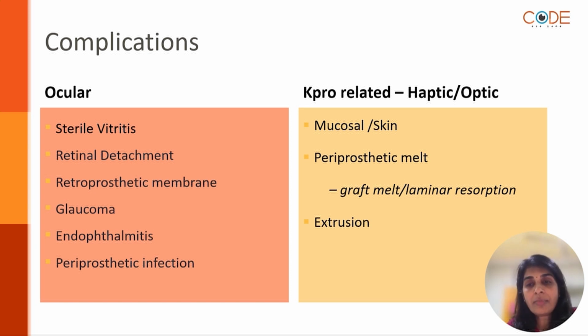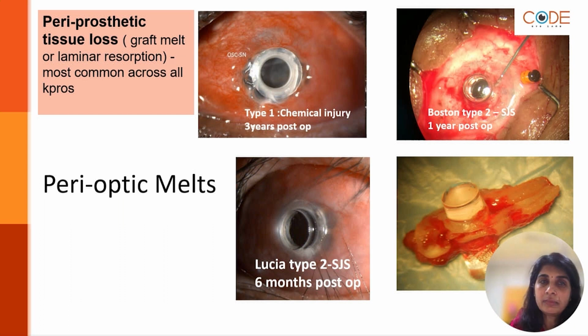Most importantly, it is the periprosthetic tissue melt that is the most concerning when we're dealing with the keratoprosthesis, which could either be a melt of the corneal graft, it could be a resorption of the tooth or the bone, which compromises the stability of the keratoprosthesis, leading to a leak, leading to an extrusion of the keratoprosthesis, and this is one of the most vision threatening complications, second only to endophthalmitis in these eyes. So this is an example of periprosthetic melt in the different types of keratoprosthesis.